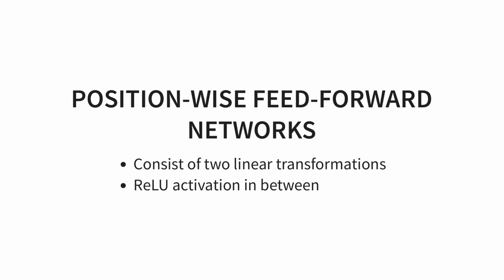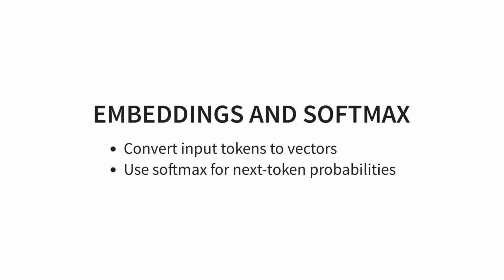This network applies two linear transformations with ReLU activation in the middle, separately and identically for each position. Embeddings in the transformer model are used to convert input tokens into high-dimensional space vectors, and softmax is employed to convert the decoder output into predicted next token probabilities.